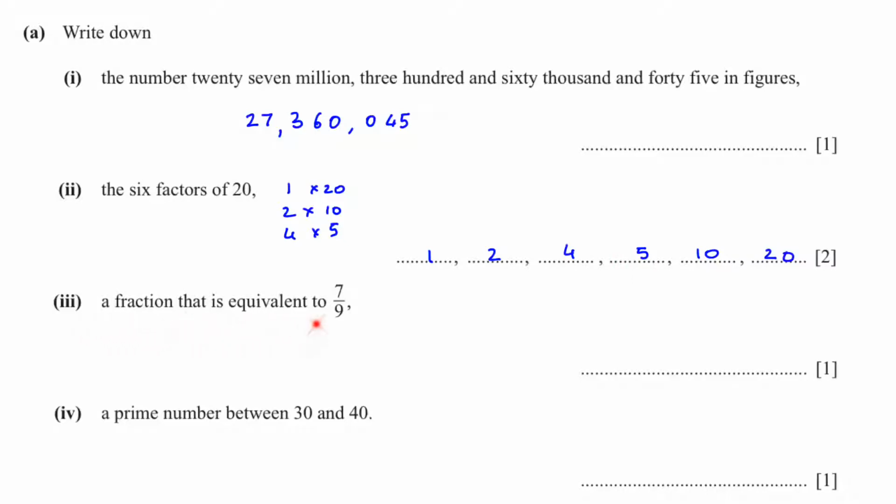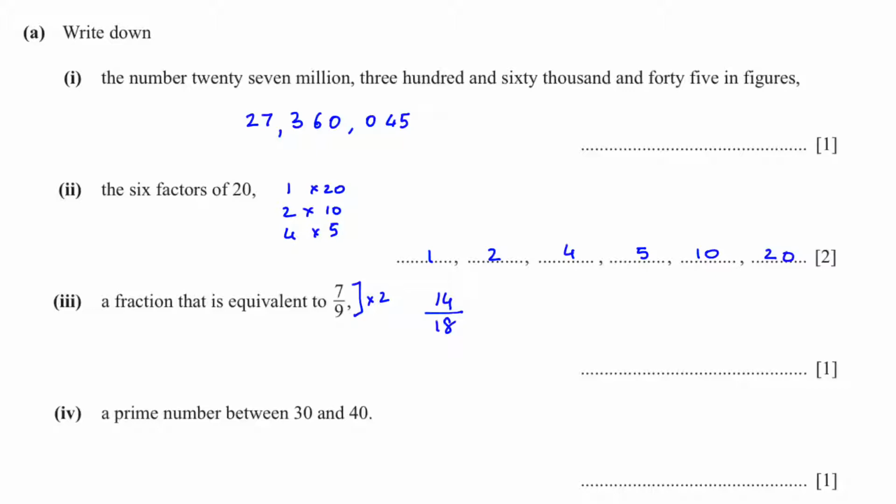A fraction that is equivalent to 7 over 9. Multiply the numerator and the denominator by any number you choose to. I'm multiplying it by 2. So I'll get 7 times 2, 14, and 9 times 2, 18. That's how you get an equivalent fraction.